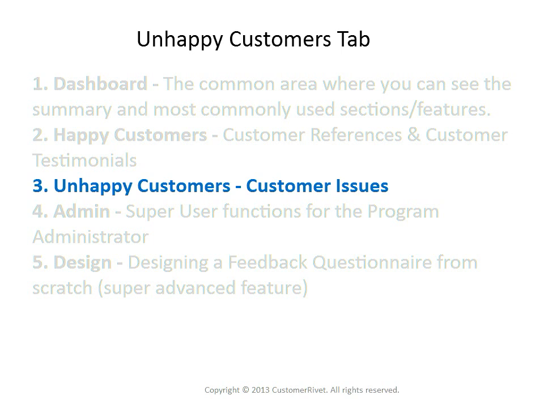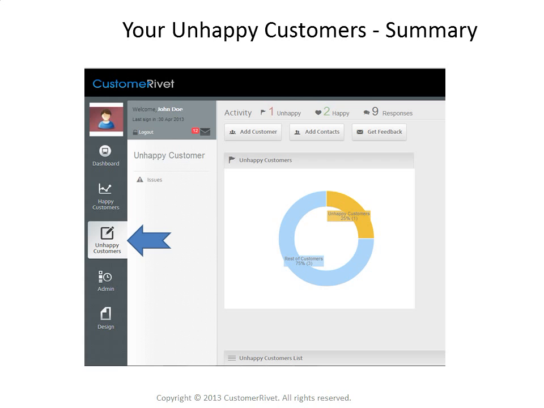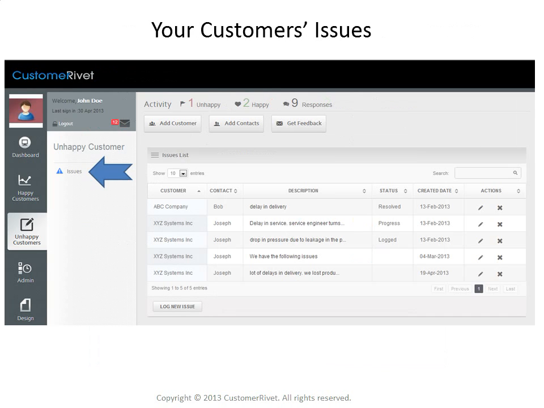This is where you have all the details about your unhappy customers and can track your customers' issues. There is just one subtab within the Unhappy Customers tab. This is where you can track your customers' issues. Here, you can also do things like log offline issues, view or update existing issues, assign to others, add progress notes, etc.